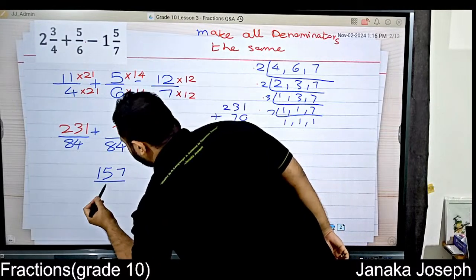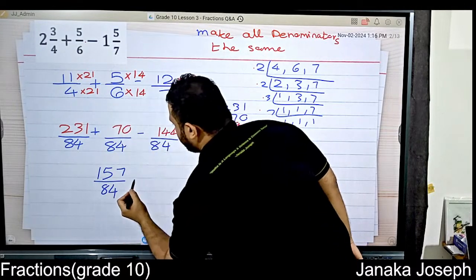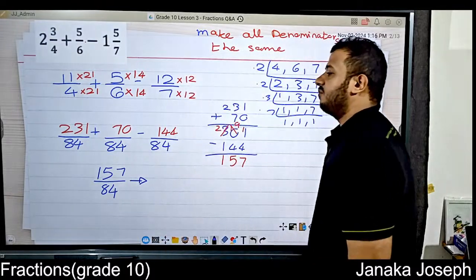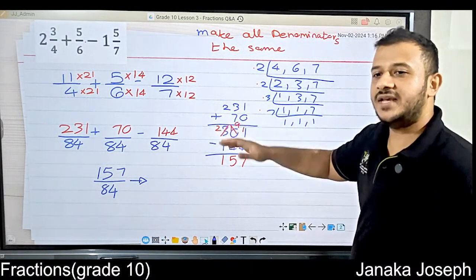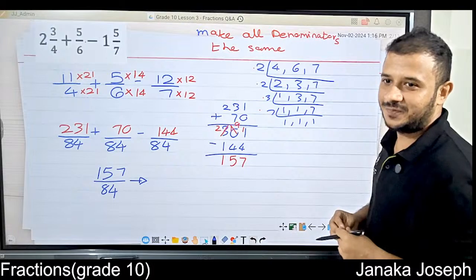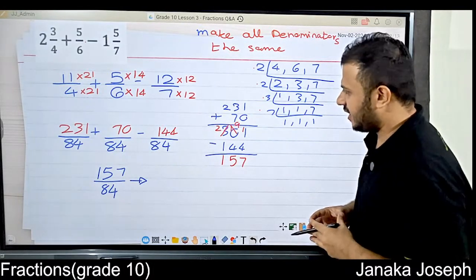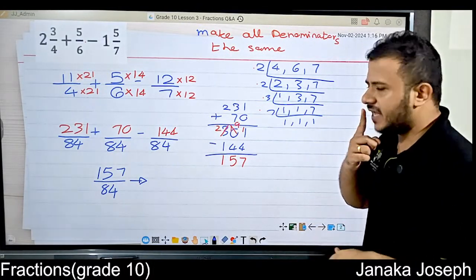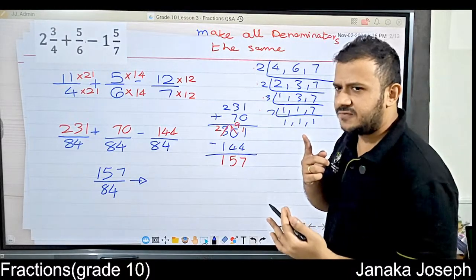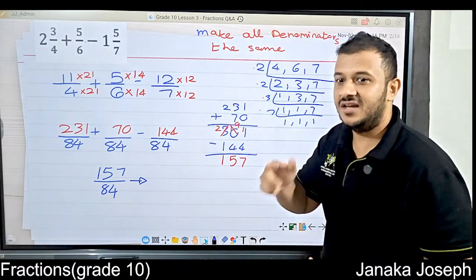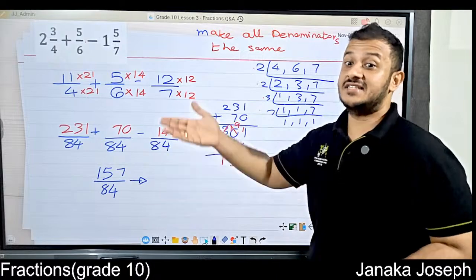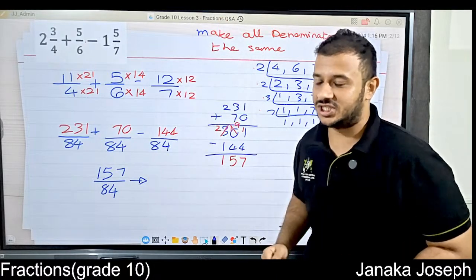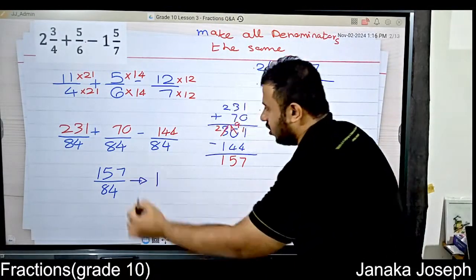157 out of 84. Now, definitely that is an improper fraction. So we will make it back into a mixed number. What is the best mixed number I can make them into? How many 84s can go into 157? Just a 1. Why? Double of 84 is 168. That's way too much. So a 1 whole.